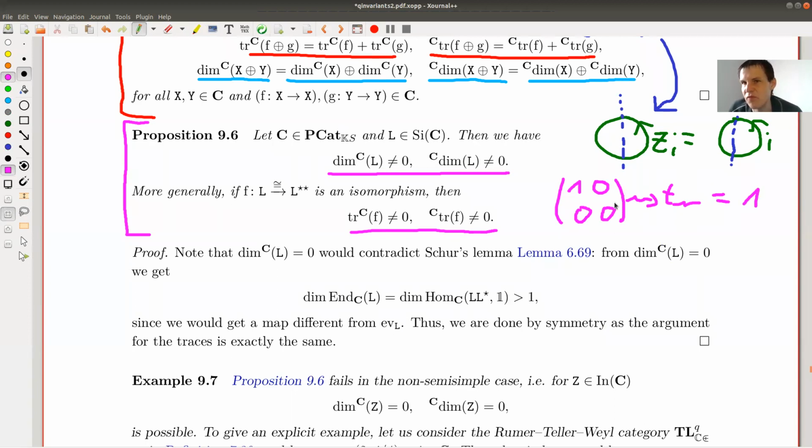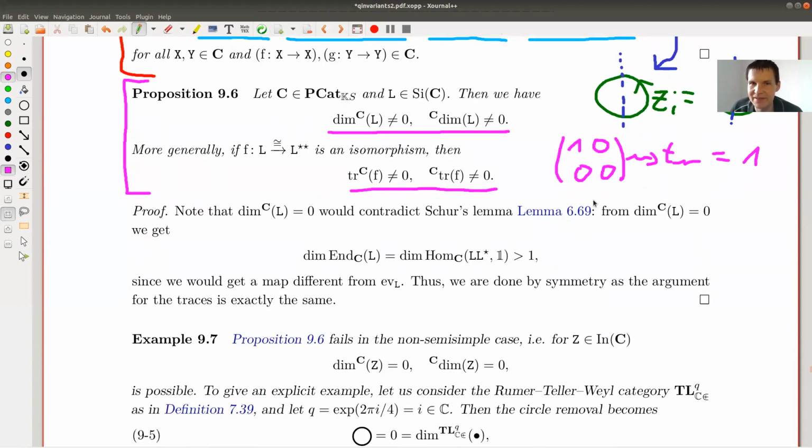Right, any kind of morphism is built out of those blocks. And so the point is, in a semi-simple category, dimension never vanishes, and that sounds innocent, but it's extremely important. The proof is basically just using Schur's lemma. So you use Schur's lemma, and you pull the dimension of the endomorphism. You pull L dual to one side, and you see this is bigger than 0. Otherwise you would get a different map than the evaluation, which you can't by Schur's lemma.